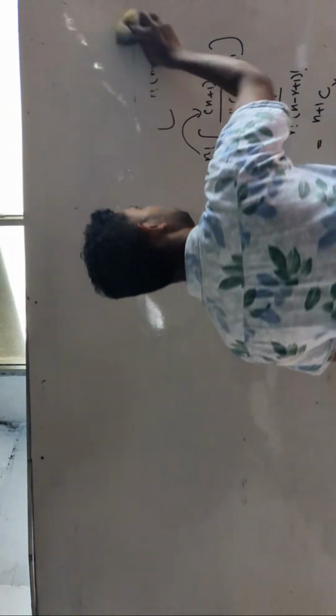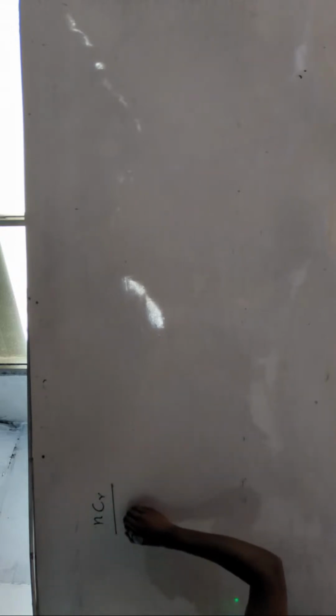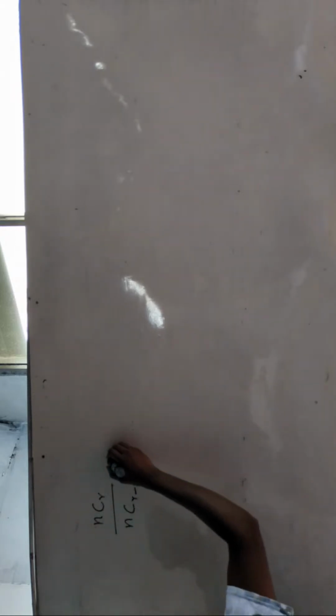So this is the last property of nCr notation. This one is for nCr over nCr minus 1. This is equal to (n minus r plus 1) over r. Now we have to be very careful when you're using this one today.